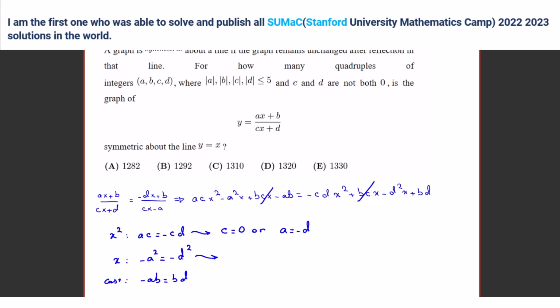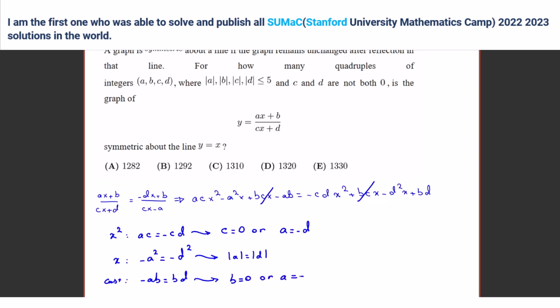A equals plus or minus the square root of D. The absolute value of A is equal to the absolute value of D, right? From here, what can we conclude? A equals D or A equals negative D. From this one: B equals 0 or A equals negative D.